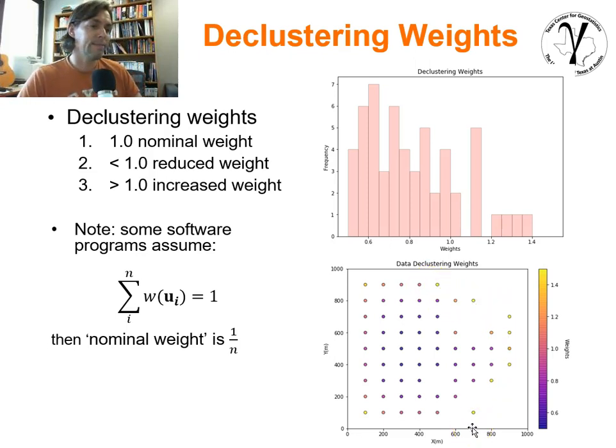Now, one thing I want to comment on is that there are many software programs, or many approaches or workflows, where they assume the sum of the weights is equal to 1. In that case, nominal weight is equal to 1 divided by the number of data. Why would you want to do this? Well, we'll see later on when you want to calculate a CDF directly from a weighted set of data, it makes it very easy to do. It's very intuitive. And so that's why people like to use that scheme too.